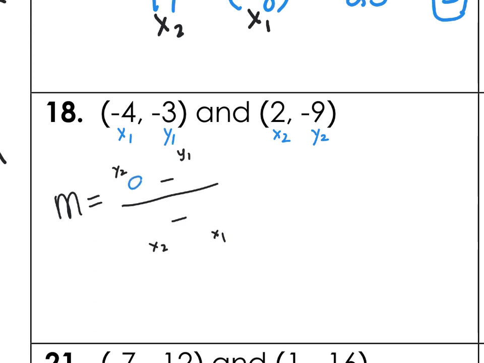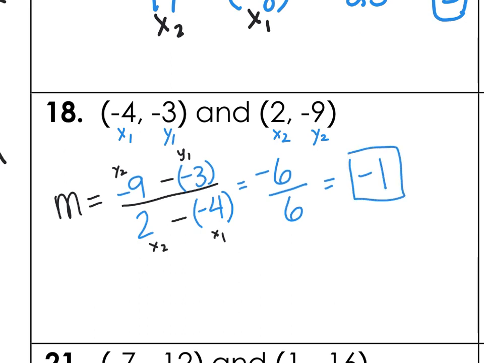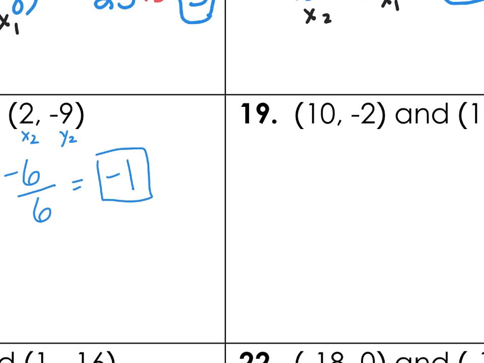Y2 is negative 9. And then Y1 is negative 3. X2 is 2. And X1 is negative 4. Like a soft tip on this stylus. Okay, negative 9 minus negative 3 is going to be a negative 6. And 2 minus negative 4 is a positive 6. So that's actually going to be negative 1 as your slope if you simplify. All right? Next, number 19.